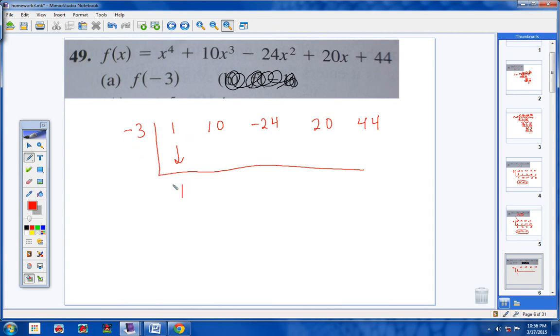Bring down your first number. Negative 3 times 1, negative 3. Combine, that's a 7. Multiply, negative 21. Combine, negative 45. Multiply, that's a positive 135. Combine, we get 155. Multiply, that's going to be a negative 465. And then combine, and you'll get a negative 400.